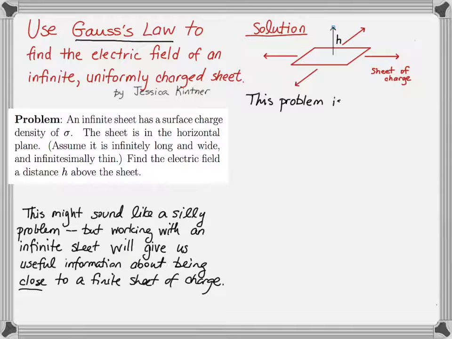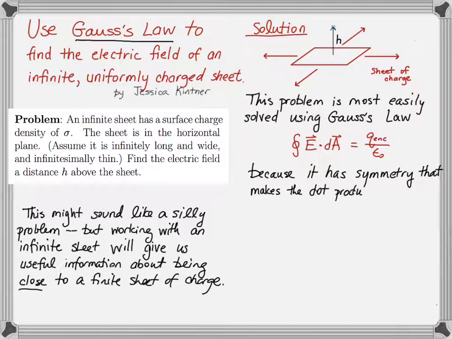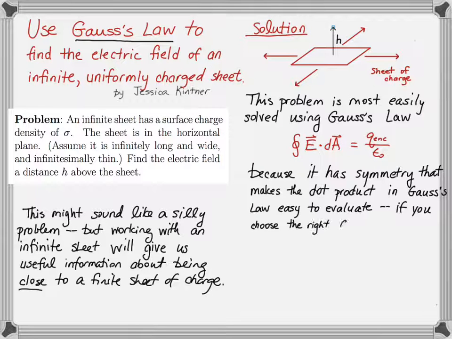Because it has such a nice symmetry, it's really easily solved using Gauss's law. The only trick when we use Gauss's law is we want to evaluate that left-hand side of the equation. Gauss's law is the closed integral of E dot dA equals Q enclosed over epsilon naught, shown in red there. So the trick is to evaluate the integral on the left-hand side, and to make that dot product easy to solve, you want to find a Gaussian surface that is either parallel or perpendicular to the electric field. To make it closed, it could have some surfaces parallel and some surfaces perpendicular.